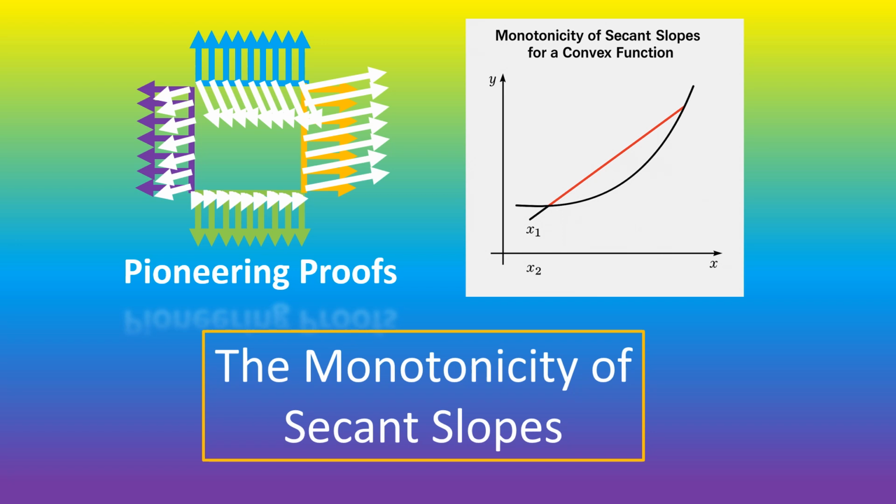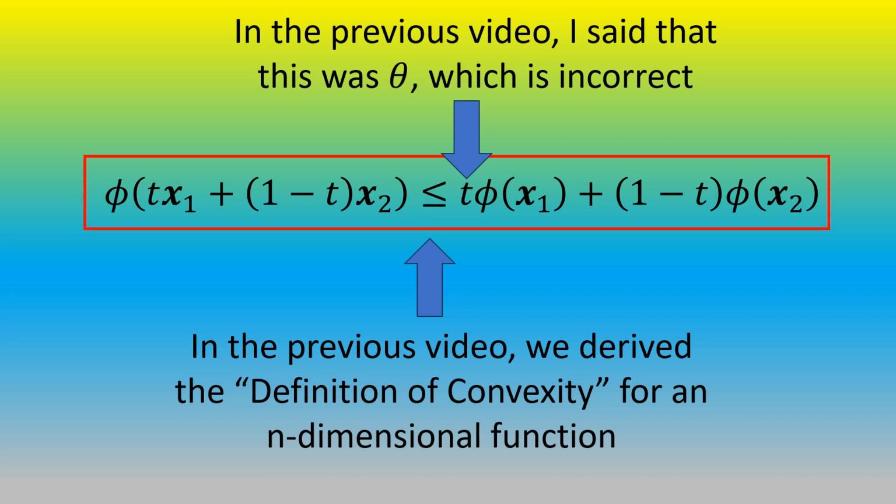Now let us define the monotonicity of secant slopes. So in the previous video, we derived the definition of convexity for an n-dimensional function, which is phi of some point on the line segment is less than or equal to t times phi of x1 plus 1 minus t times phi of x2. And one thing to notice is that in the previous video, I said that t right here is theta, but it should actually be a t.